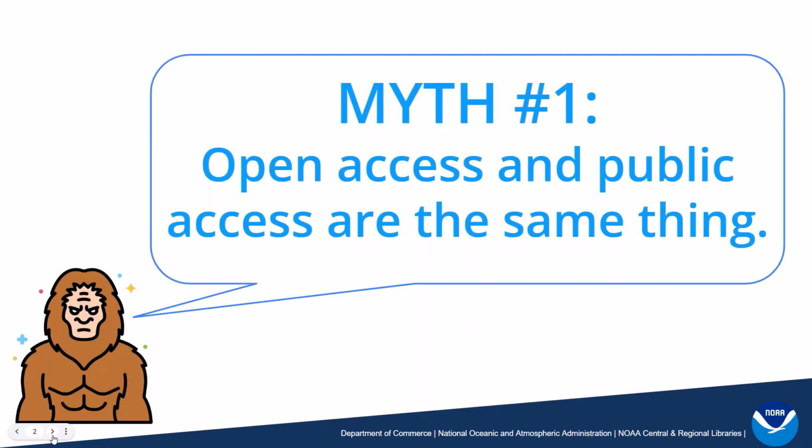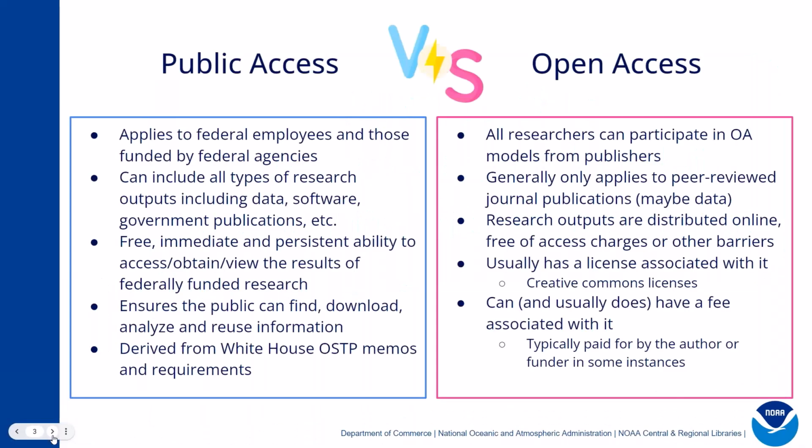So our first myth that we're going to cover: open access and public access are the same thing. This is absolutely false. They are different, and there are some nuances, but some pretty big differences between them. So let's compare the two. Public access applies to federal employees and those funded by federal agencies, our grantees, our contractors, our cooperative institutes. Open access can apply to all researchers. Anyone, whether they're funded by the federal government or not, is able to participate in open access models.